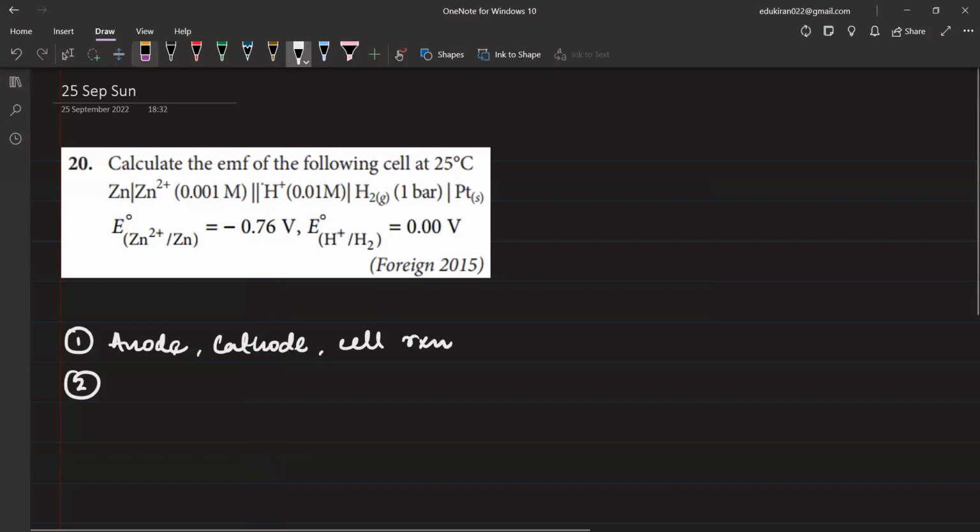What you can do is put this as second. Number one, give me the E naught cell. What will be the E naught cell? And third, you are going to give me the Nernst equation.